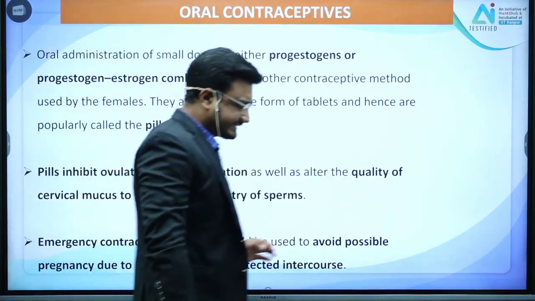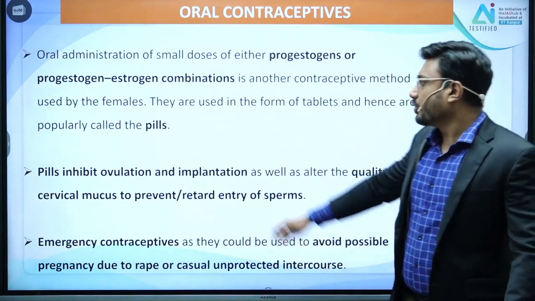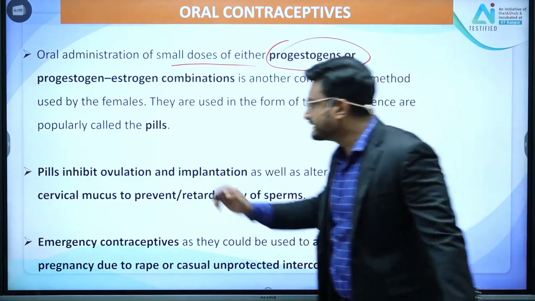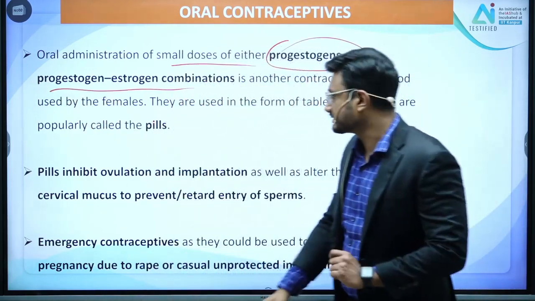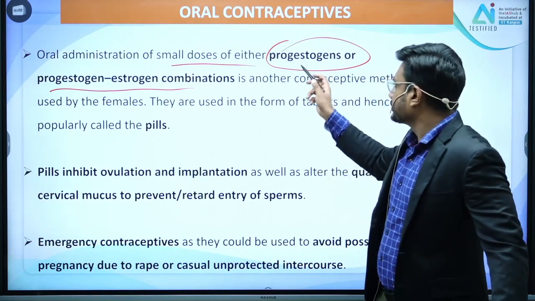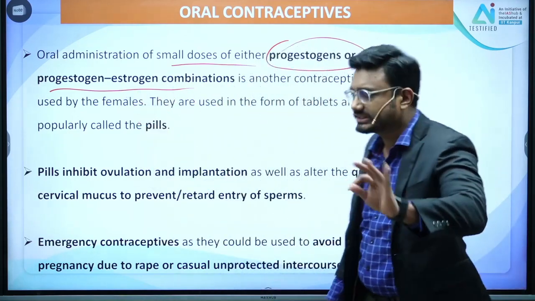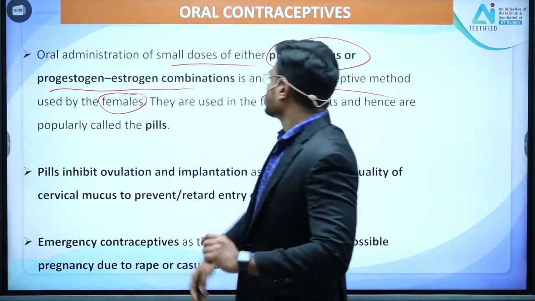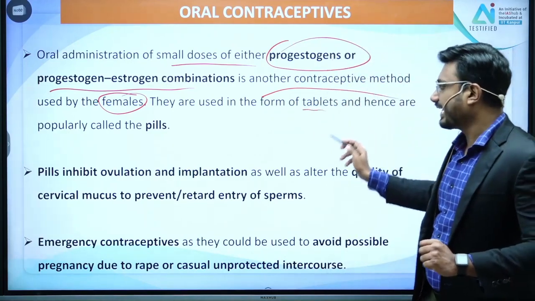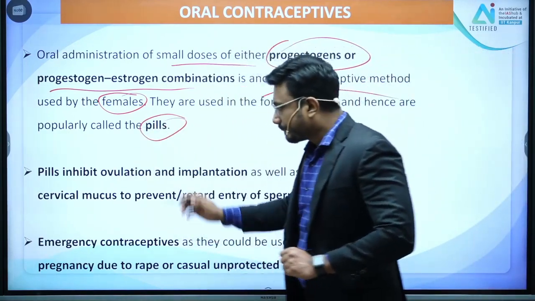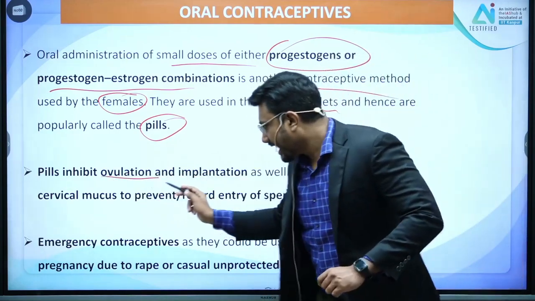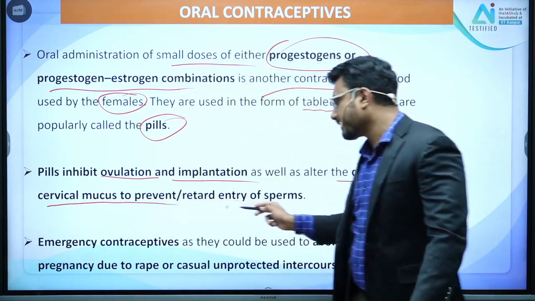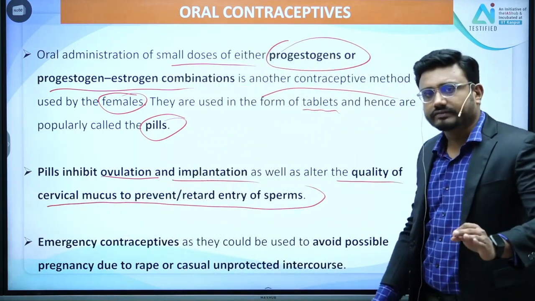So oral contraceptives. Let's go through this topic. Oral administration of small doses of either progestogens or progestogen-estrogen combinations is another contraceptive method that is used by females. They are used in the form of tablets, and hence they are also known as pills. Pills inhibit ovulation and implantation, and they also alter the quality of the cervical mucus to prevent and retard the entry of the sperms.